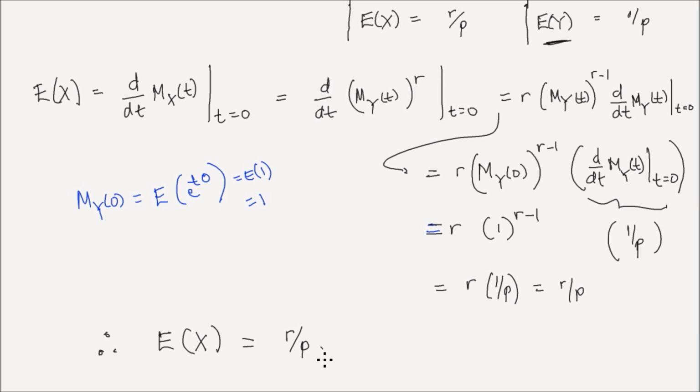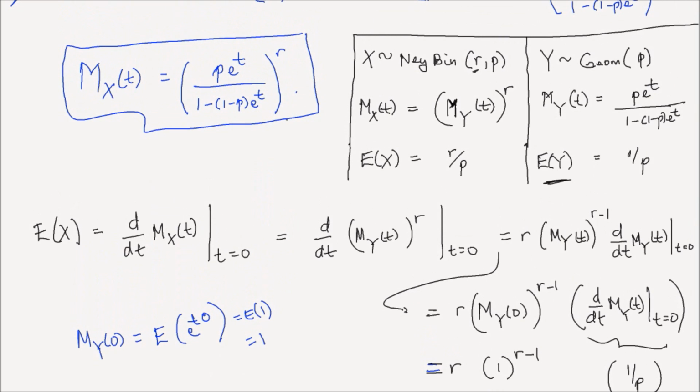Straightforward. Very easy to get to once you know the relationship between the geometric distribution and the negative binomial distribution. Geometric distribution is the number of trials needed for the first success. Negative binomial distribution is the number of trials needed for the first r successes. So when r equals 1, a negative binomial distribution is simply a geometric distribution.